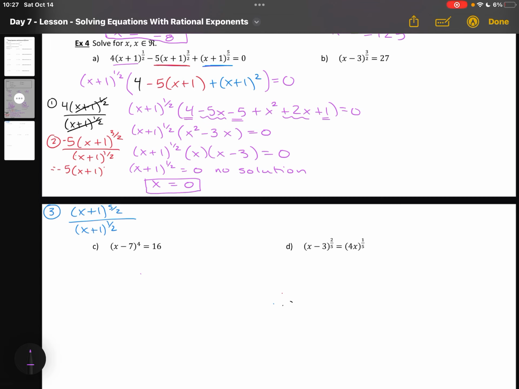That's one of my solutions. And then the last one is I've got x minus 3 is equal to 0, which means that x is equal to 3.